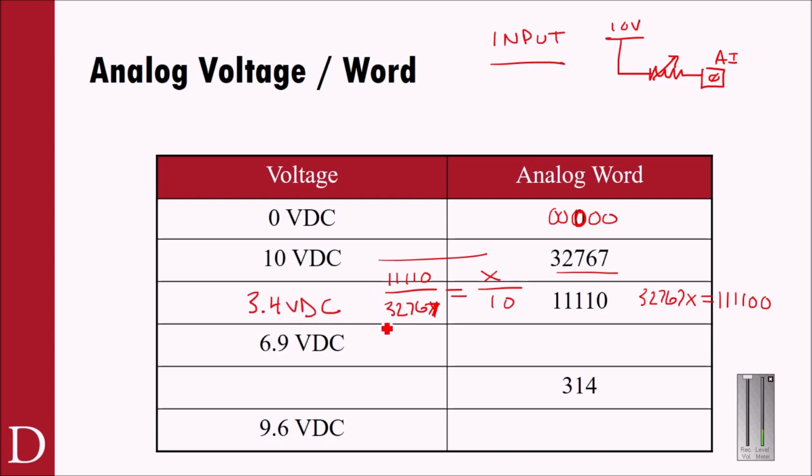And we think, well, does that make sense? Well, if at 10 volts it was 32,767, and if 11,000 is pretty close to a third of 32,000, well, then 3.4 is pretty close to a third of 10. So we figure we got the right number there.